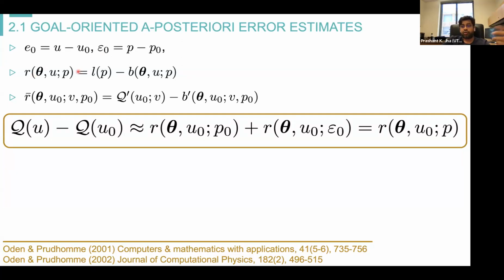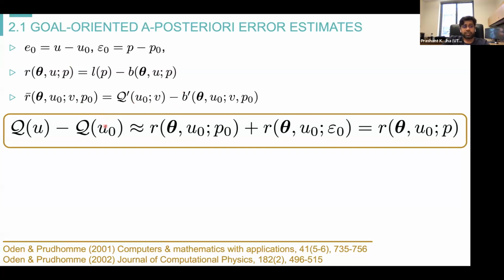I'll denote the residual of the original, high fidelity problem by R. So it's the linear form minus the semi-linear form. And then the residual of the adjoint problem of the original problem is R bar. It takes this form, but you don't have to go into detail for now.